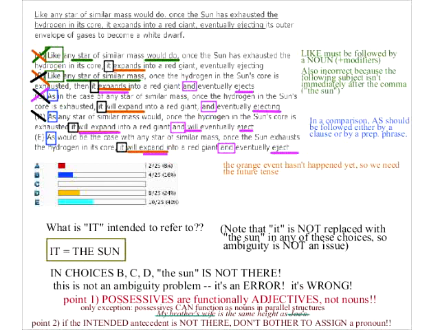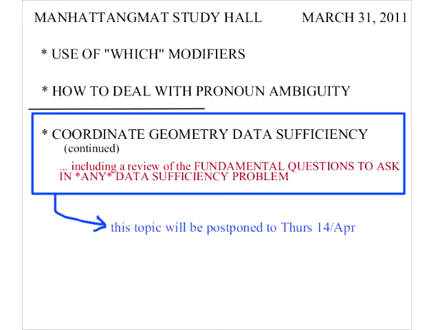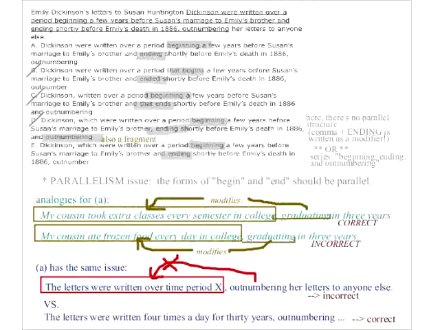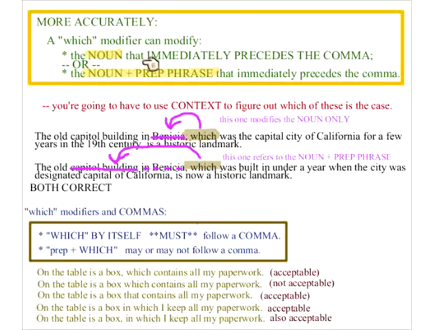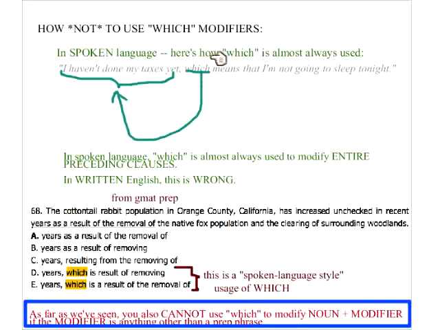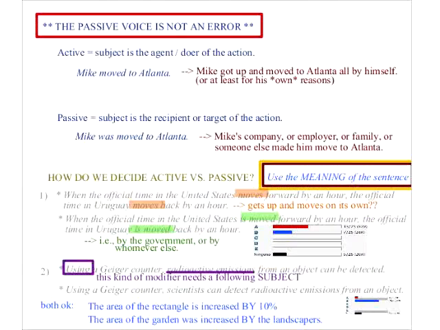Okay, we need to wrap it up. Remember, next time we are going to go to the rest of coordinate geometry, data sufficiency, and so forth. Brief wrap-up of what we've learned today about the which modifier. Remember that it can modify nouns that immediately precede the comma, which you knew, but it can also modify noun plus prep phrases. But you should not use the which modifier the way that people talk. You should not use it to modify entire clauses or whole ideas. Don't do that. Also, with ambiguity, there's all this noise about the passive voice. Remember that it's a meaning issue. It's not generally based on anything to do with grammar. It's a meaning issue, so watch out for that.